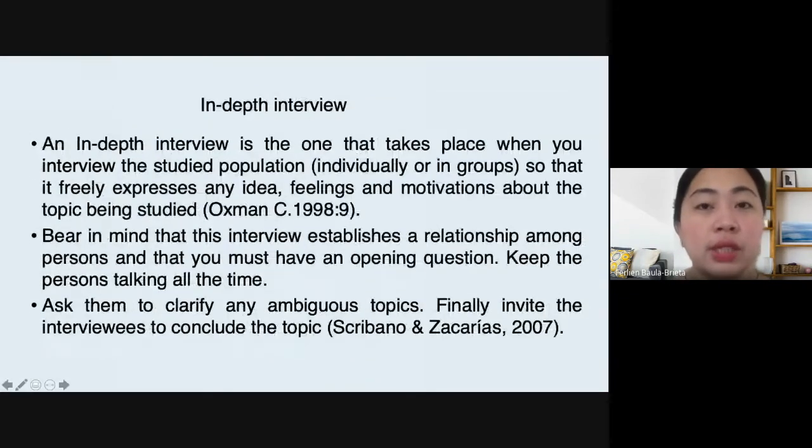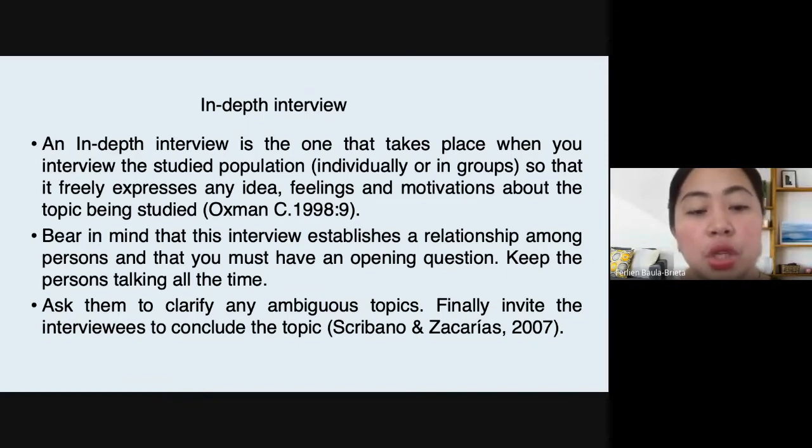So to discuss in detail, the in-depth interview. This is the thing that you will do later on, for those who will perform qualitative data gathering, an in-depth interview with your respondents. It takes place when you interview the studied population individually or by group so that they can freely express their ideas, their feelings, and their motivations about the topic being discussed. So bear in mind that this interview establishes a relationship among persons, that you must have an opening question, and keep the person talking all the time.